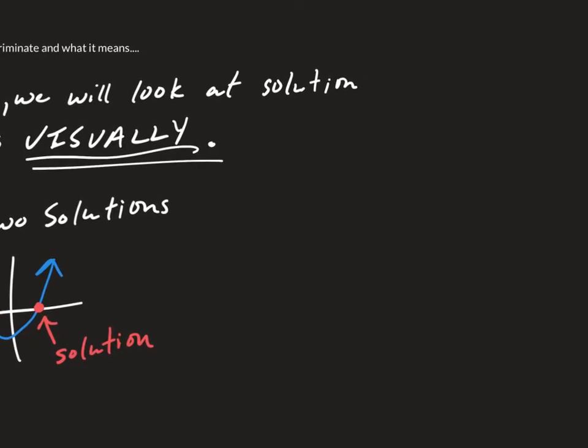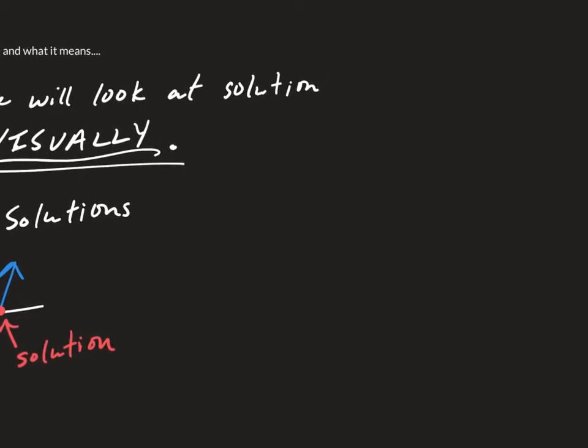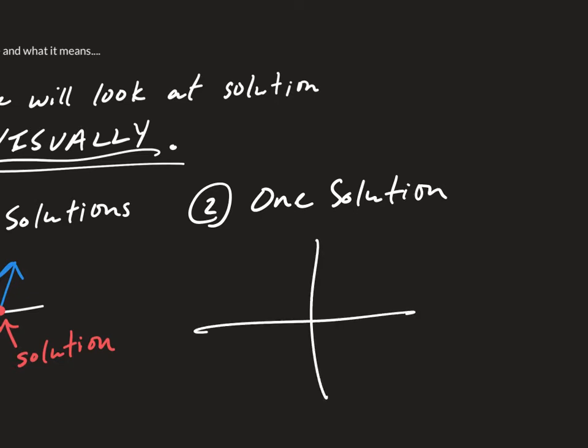All right, so let's move on to our second type of solution. When solving quadratic equations, you can also have one solution. So if we take a look at our next visual, our blue parabola, as you can see, it only touches the x-axis a single time. That is the only solution.